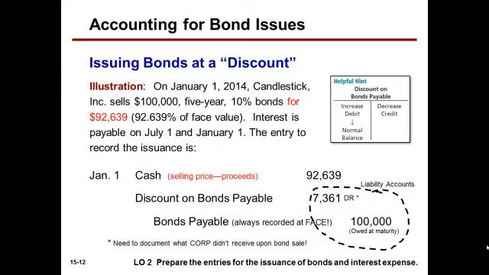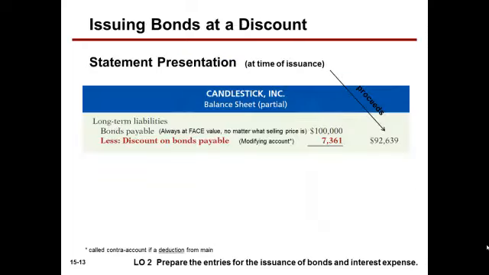Let's take a look at these two liability accounts, bonds payable and discount on bonds payable. The discount account modifies the bonds payable account. They go together on the balance sheet. Here's an example of the balance sheet for Candlestick Inc., a partial balance sheet. The long-term liability section just showing the transaction we just recorded.